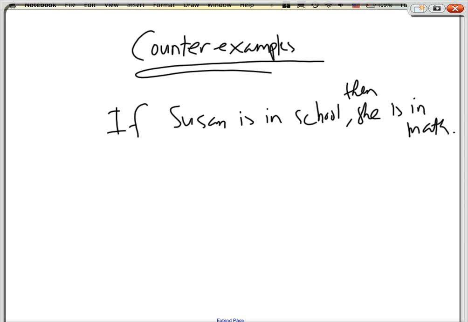Yes. She's not always in math. Exactly. She is not always in math. It doesn't mean that when you go to school, you will stay in math the whole day, right? What else do you have to go to? There are so many other subjects to go to, and for you to disprove this, meaning make it false, just give me one example.